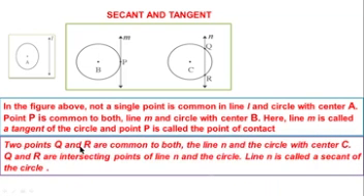Two points Q and R are common to both line N and the circle with center C. See here, this is a circle with center C and line N intersects the circle in two distinct points Q and R. Q and R are the intersecting points of line N and the circle. Line N is called the secant of the circle. Remember, these are very important points.